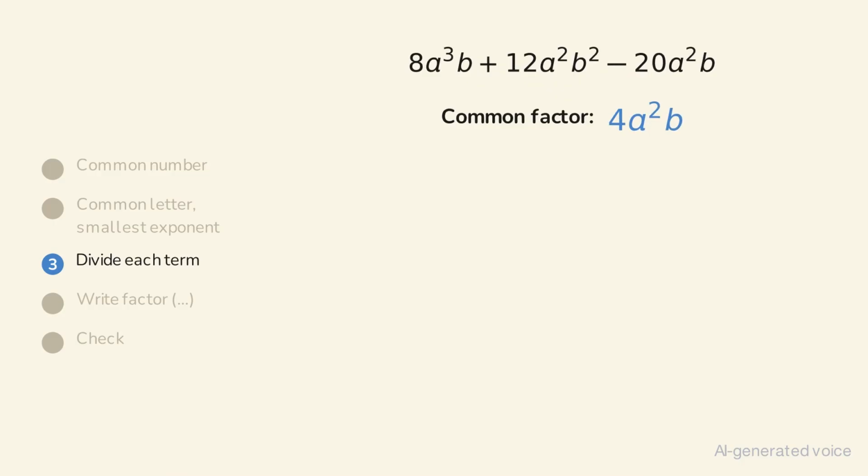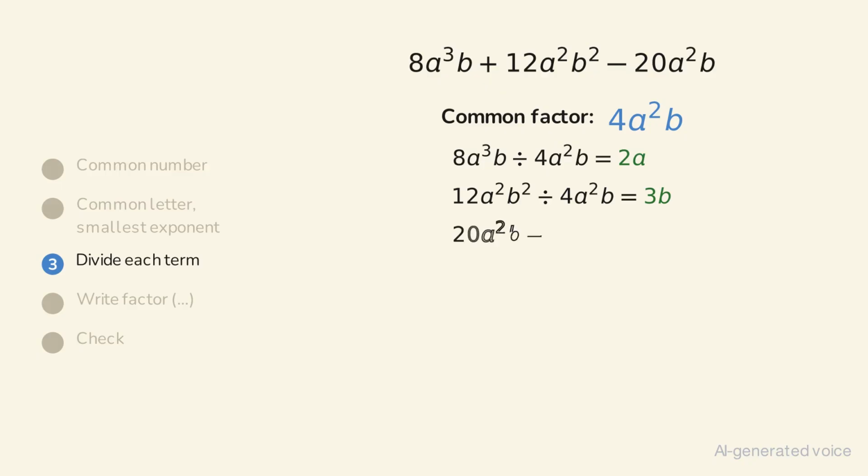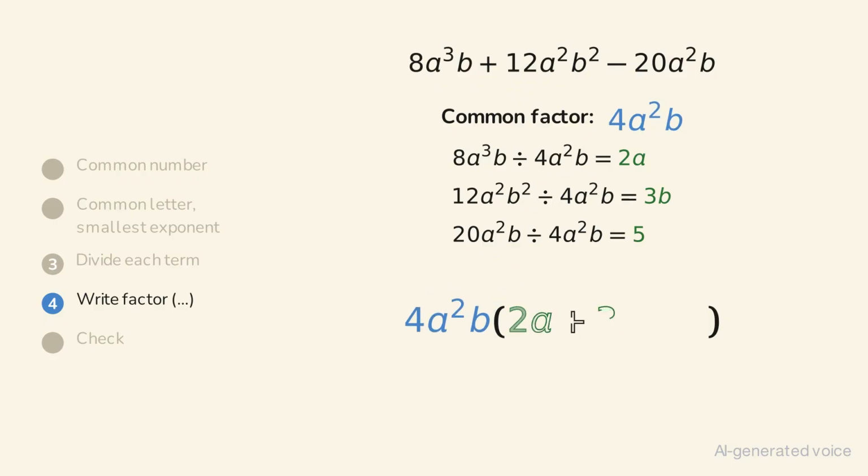Now we divide each term by the common factor, 4a squared b. 8a cubed b over the factor gives 2a. 12a squared b squared over the factor gives 3b. And 20a squared b over the factor gives 5. Since the first and second were positive and the third negative, inside we get 2a plus 3b minus 5.